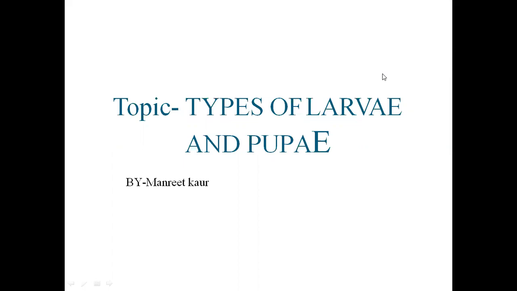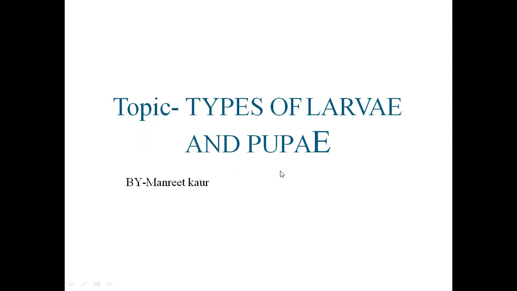So today our lecture is types of larvae and pupae. Last time we discussed insect morphology. As per the last discussion, we discussed the insect head, thorax and abdomen region. So today's topic is types of larva and pupa. Larva and pupa are part of the insect life cycle.